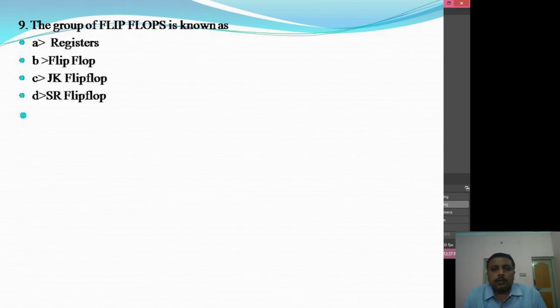Last question: the group of flip-flops is known as A. registers, B. flip-flop, C. JK flip-flop, D. SR flip-flop. So a group of flip-flops is considered a register. The answer is A. A register is nothing but a group or collection of flip-flops. As in my previous slides, we saw the sketch wherein we used a number of D flip-flops together, called one register.